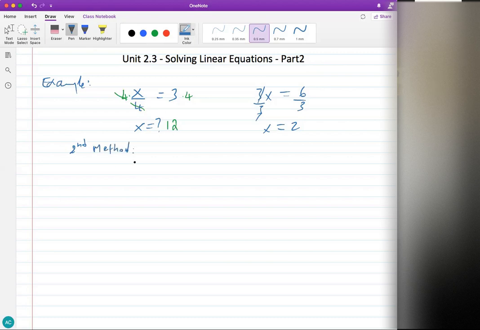The second method is to take the equation x over 4 equals 3 and turn the 3 into a fraction as well. Once we do that, we can cross multiply. You take x times 1, and 4 times 3. So you get x here and 12. You get the same answer as before. This is cross multiplication.